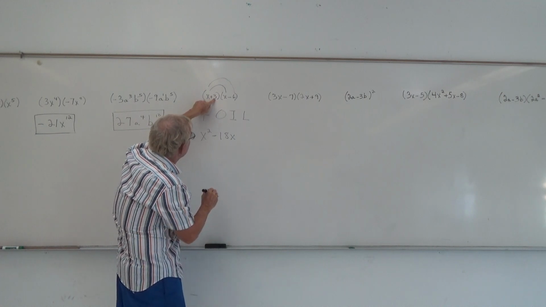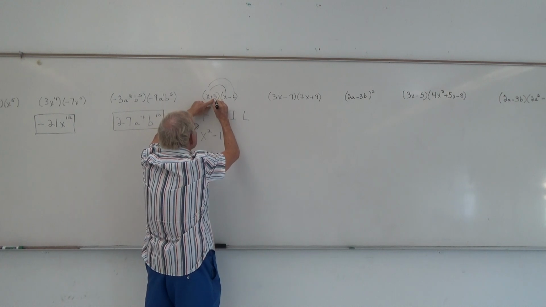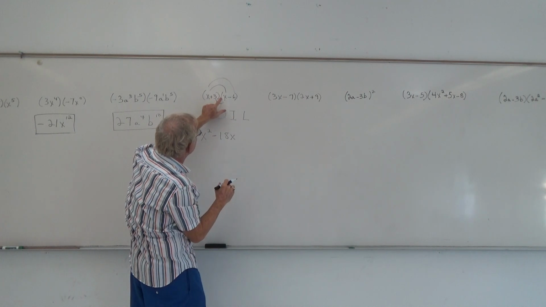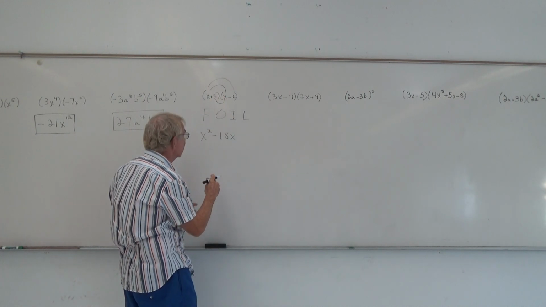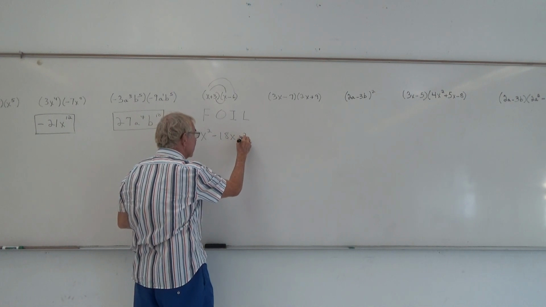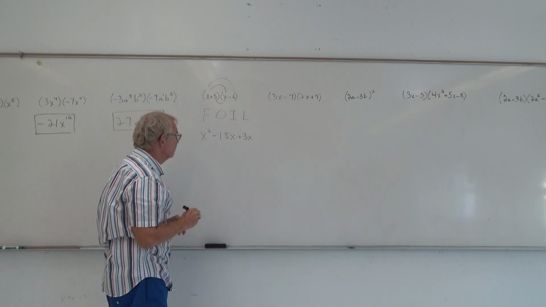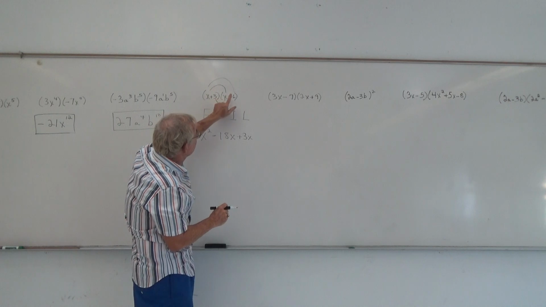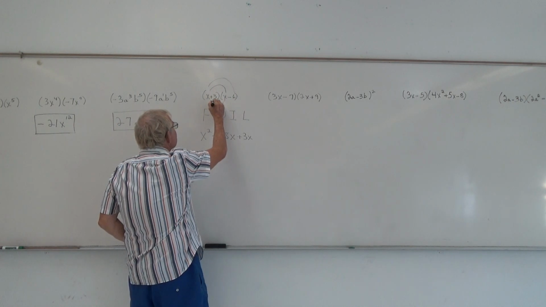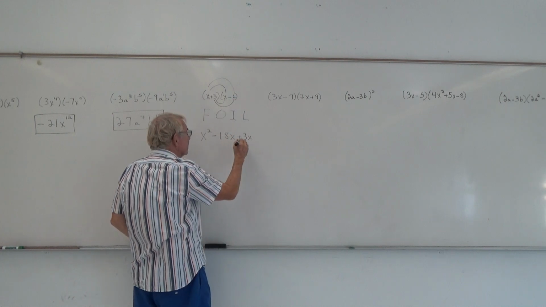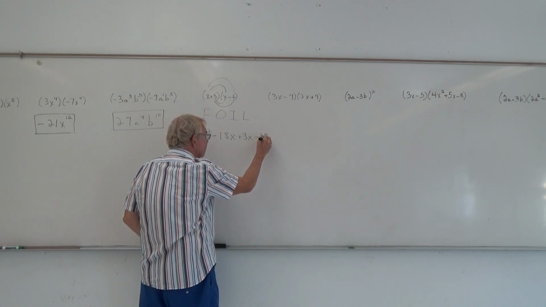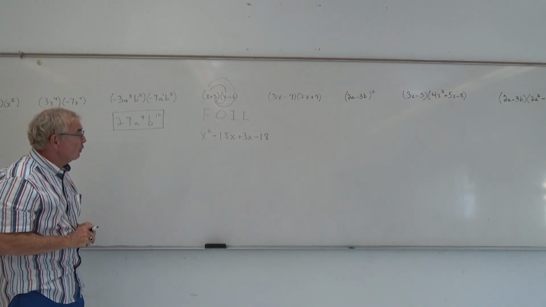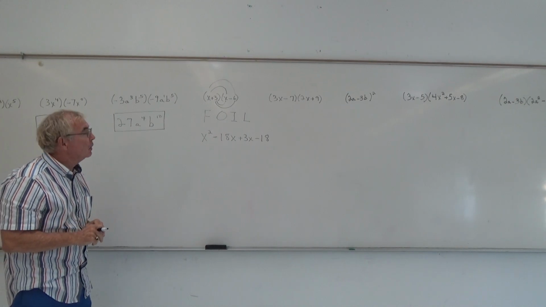Now let's go to 3. The I stands for the inside two terms, the 3 and the x, that's the I, inside. And 3 times x is 3x. And the L stands for the last term in the first one and the last term in the second one. So it's 3 times negative 6, which is negative 18. So, whether you like this approach of FOIL, a nice easy way to remember it, or you just distribute.